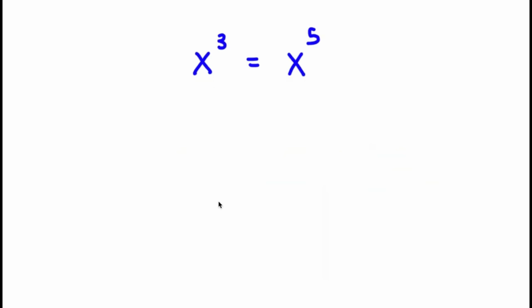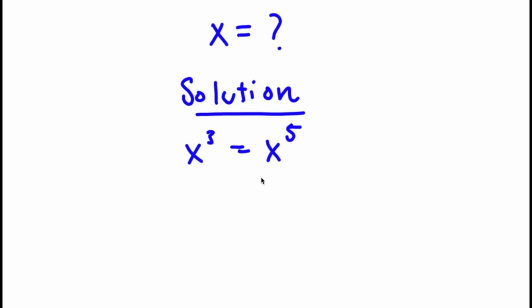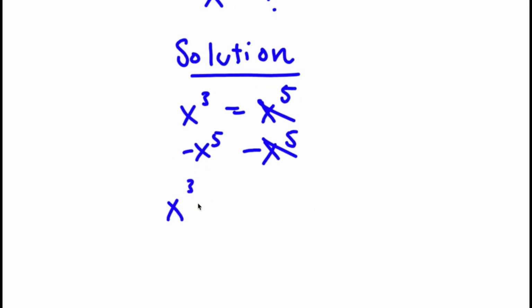Alright, so in this problem, I have x to the power of 3 is equal to x to the power of 5. So I want to find the value of x here. So for my solution, I first start with x to the power of 3 is equal to x to the power of 5. Now, I'm going to subtract x to the power of 5 on both sides. So now these two are going to cancel out. Now I'll be left with x to the power of 3 minus x to the power of 5 is equal to 0.